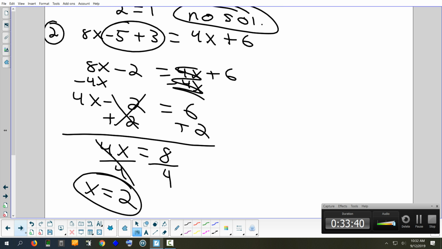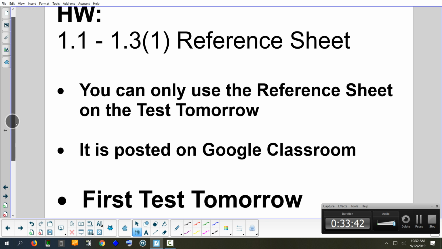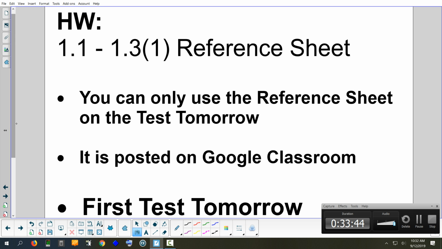Okay, so a couple reminders. Tonight's homework is basically a reference sheet for the test tomorrow. You can use that on the test. You can't use your notebook, you can't use all your guided notes, but you can use the homework sheet that's on Google Classroom. So I'm going to give you guys some time to print that right now. That's all you can use. I'll tell you which printer to use.